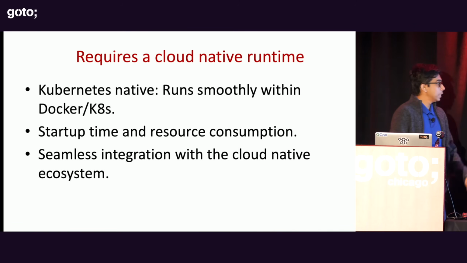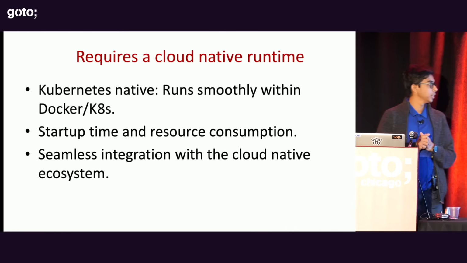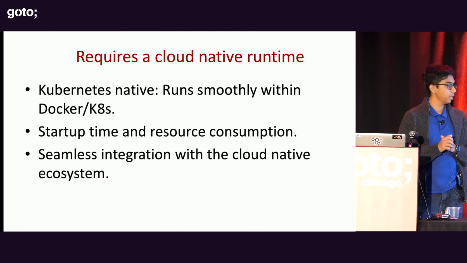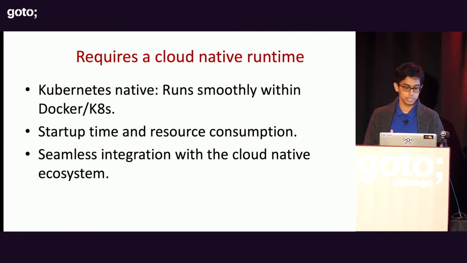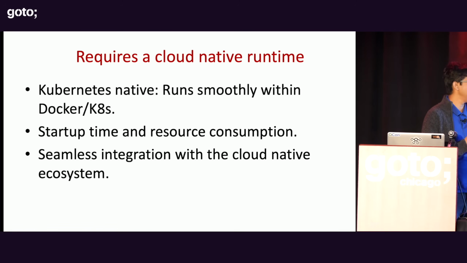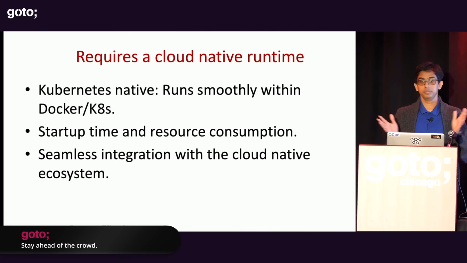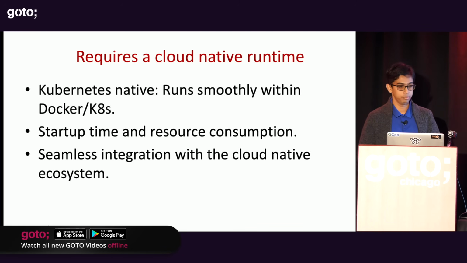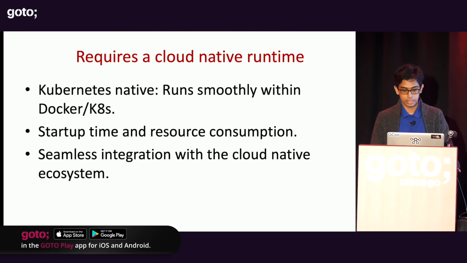So the first thing is whatever runtimes we are going to use for application integration need to be cloud native, which means startup time should be low, resource consumption should be low, and they should natively integrate with Docker and Kubernetes and all the other Kubernetes or cloud native ecosystem components such as Prometheus and all the other tools.